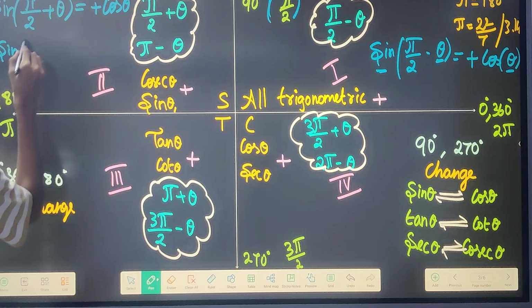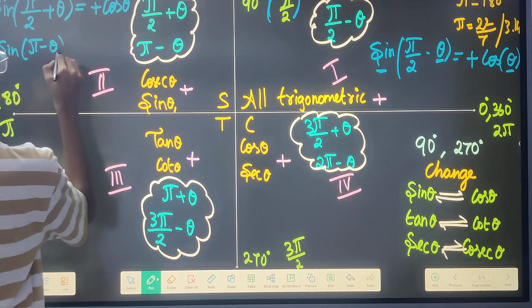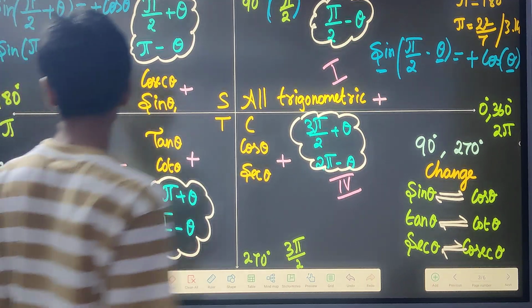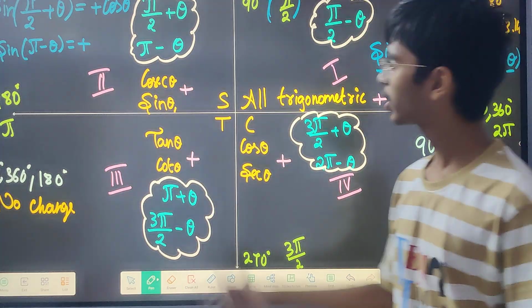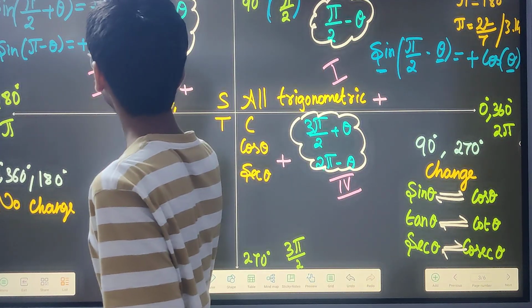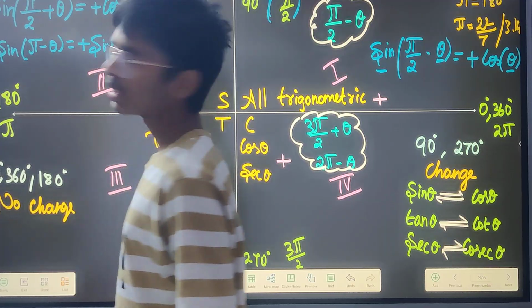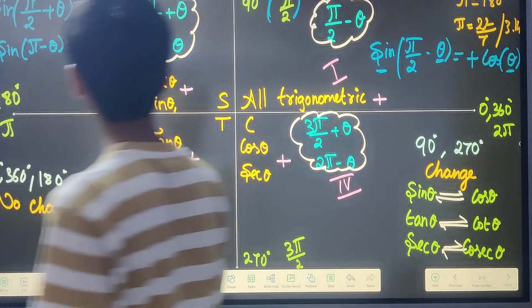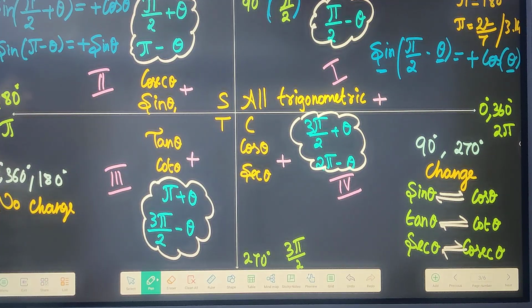Exactly for this also we are going to do it now. So sine of pi minus theta is going to give you what? First you have to check whether it is positive or negative. It is in the second quadrant, which is positive, and then it is pi. Pi means no change, so sine stays as sine itself. So sine theta. This is how it will happen for sine.